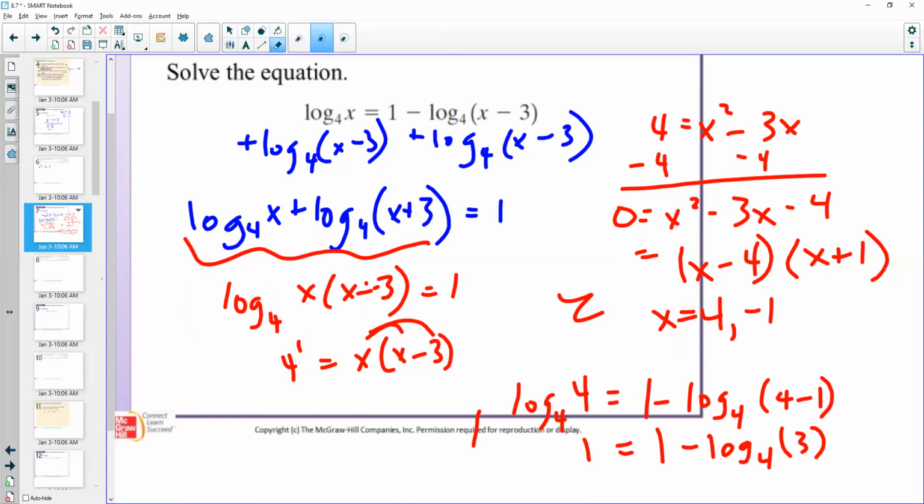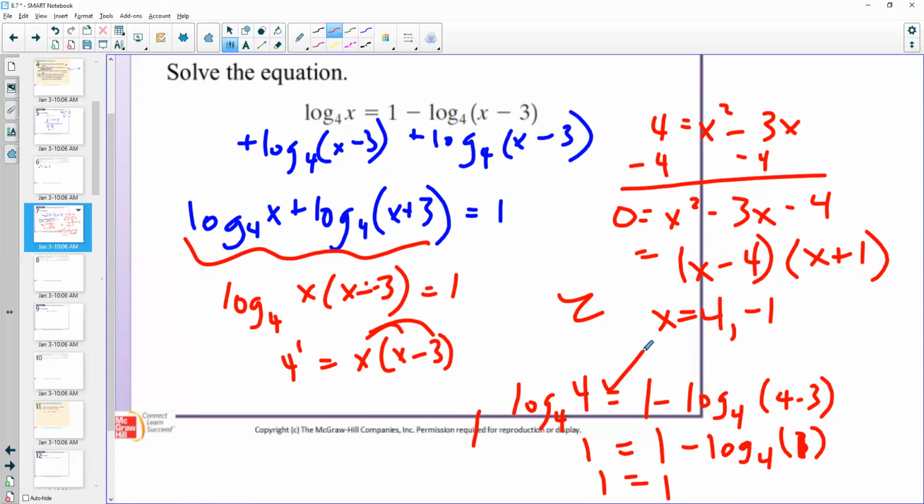I turned my head for a second and got myself distracted. 4 minus 3, that's where it should be. Hold on. That should be a 1. So log base 4 of 1 just gets me 0. 1 minus 0. Oh, sorry, I'm looking at the wrong thing. Log base 4 of 1, that's going to equal 0. 1 minus 0 is 1. Okay, so that's going to work out.